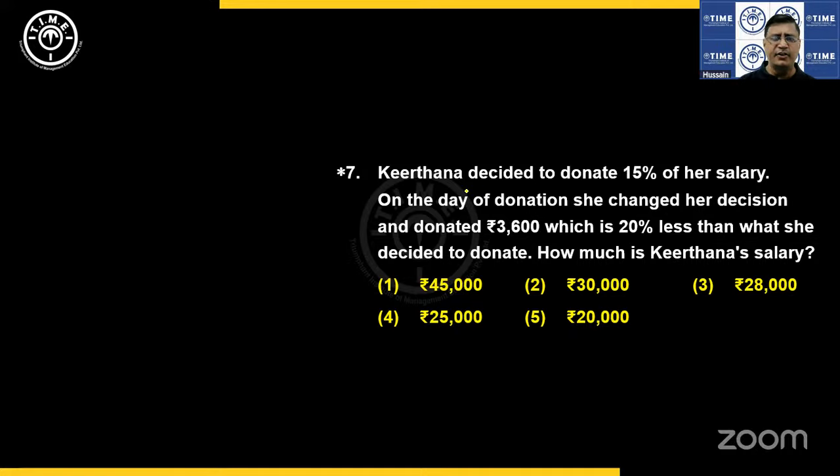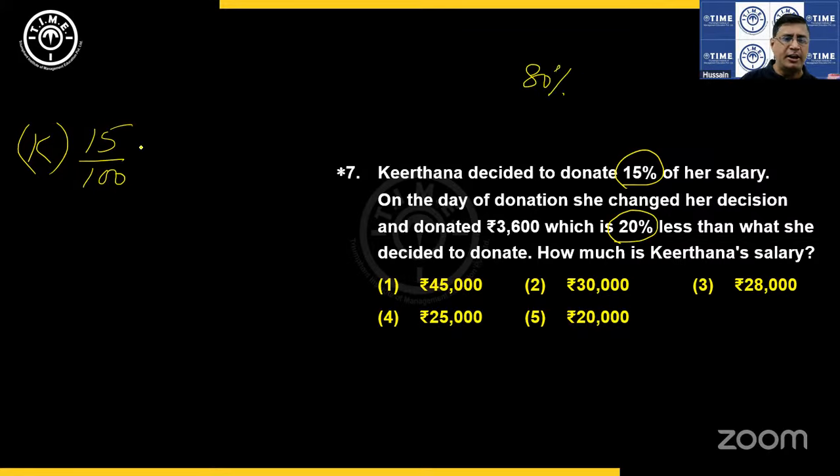Let us assume Kirtana's salary as K. She decided to give 15%. But at the time of donation, what happened here? She donated 20% less than what she had decided earlier. 20% less means now 80%. What do you mean by 80%? That is 4 by 5, which is equal to 3,600.